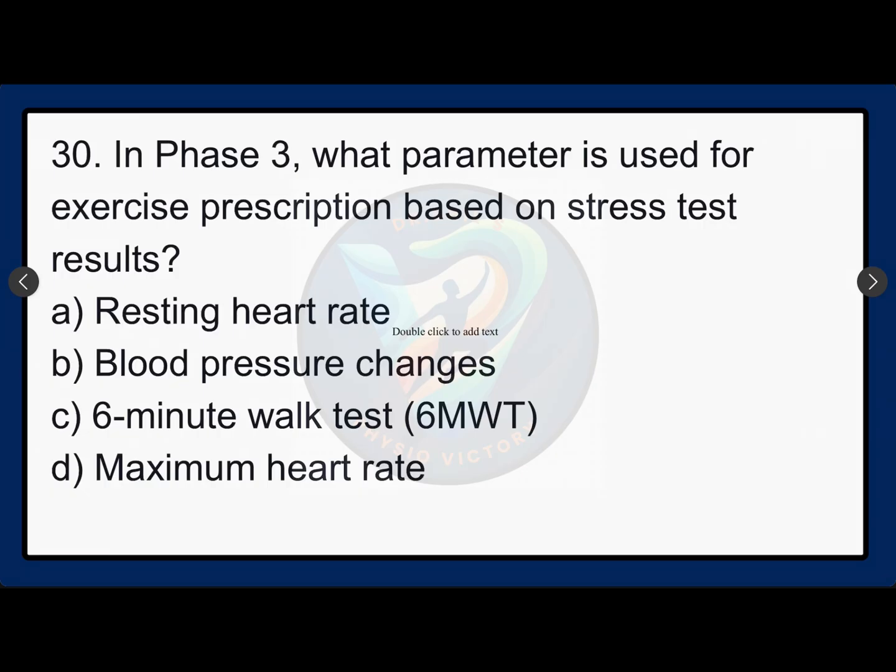Next question. In phase 3, what parameter is used for exercise prescription based on stress test result? Option A, resting heart rate. Option B, blood pressure change. Option C, 6-minute walk test. And option D, maximum heart rate.